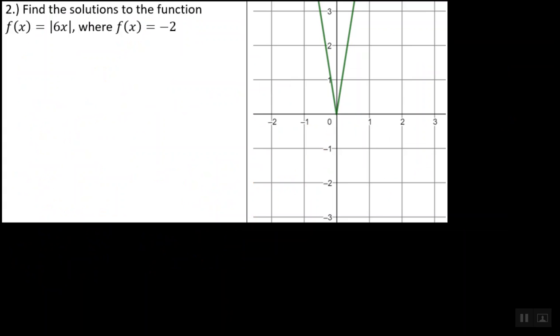Okay, for number 2, find the solutions to the function f of x equals the absolute value of 6x, where f of x is equal to negative 2. Well, remember guys, f of x is another way of saying y, and so on the y-axis at negative 2, we're asking where does this function cross the dotted line? Now you'll notice something. It doesn't. This would in fact imply there's no solution.